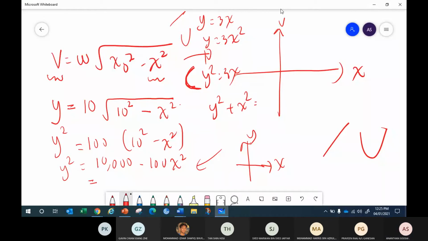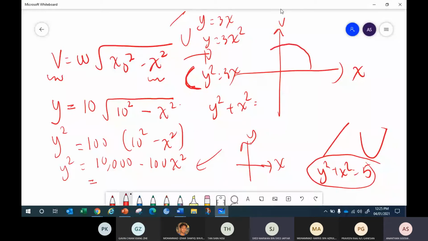Anybody? Like to try? Anyone? Yeah. Wait. Y squared plus x squared. Have you learned this in your maths? Yes. What shape? Straight line. Y squared plus x squared equals 5. Circle. So it's going to be a circle. Yes. Now I remember. It's going to be a circle.